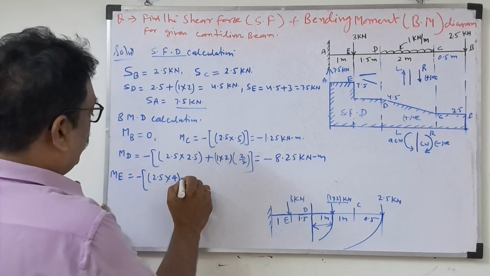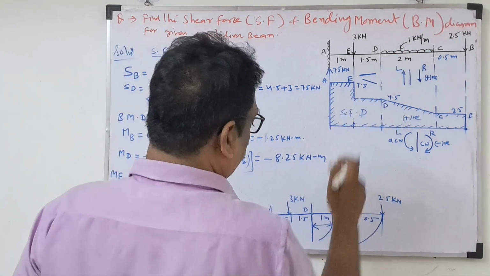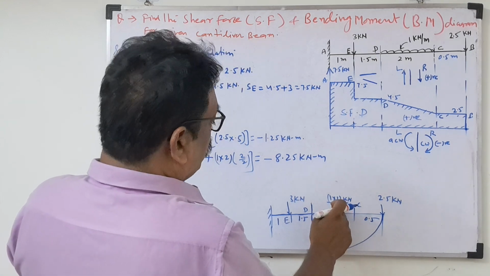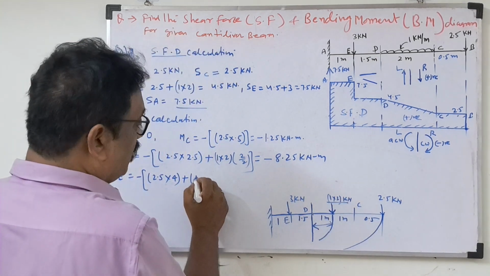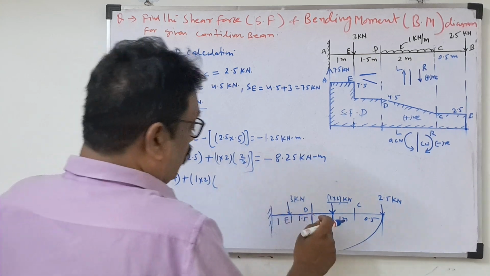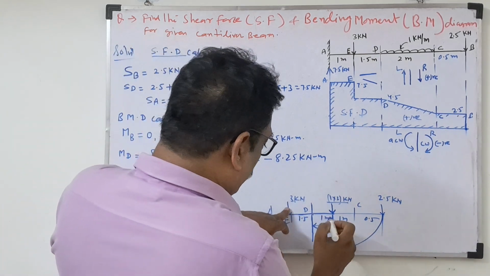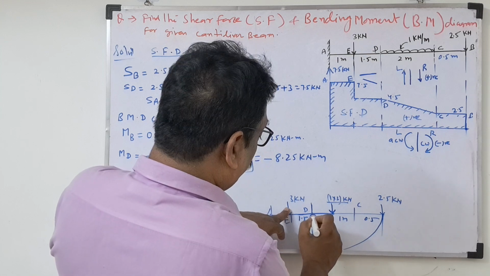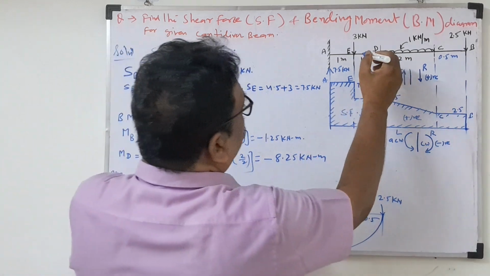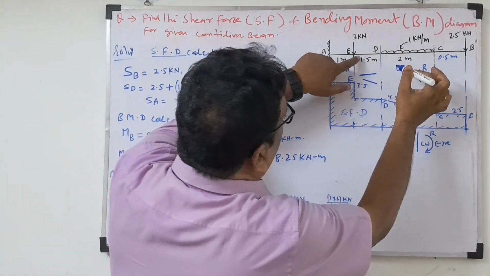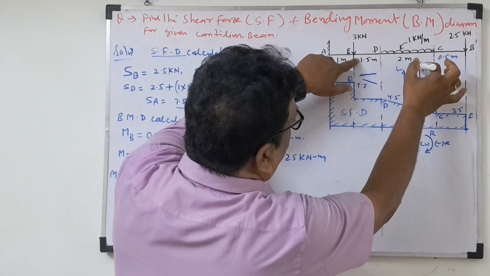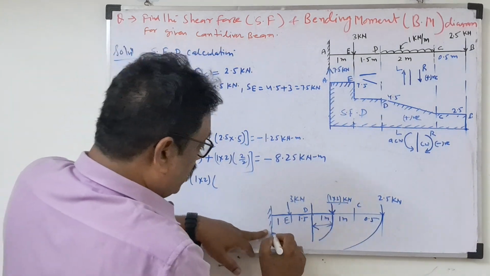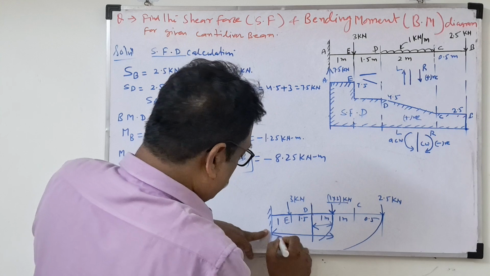Now plus another UDL moment we have to find out, because we converted the UDL. So what will be the load? What is the load here? 1 into 2. From E we are taking, no? So what is the half distance? 1. And where is this UDL? Suppose we are seeing from point E, so UDL is 1.5 plus 2 by 2. But here see, direct length we will take. How much is this length?